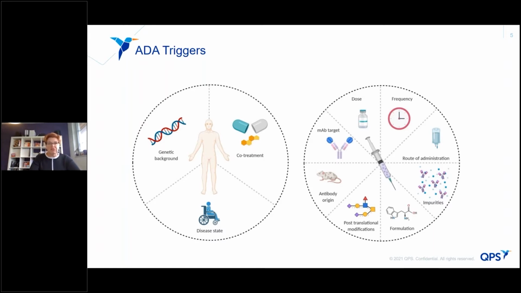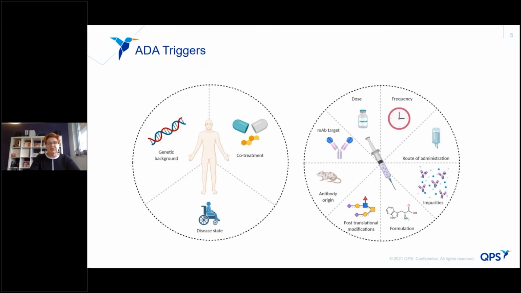Other factors that affect the immunogenicity of the drug are related to the drug itself. It can be the dosing, the frequency, the route of administration. For example, intravenous injection is generally more immunogenic than subcutaneous dosing. And there can also be particular things for the drug itself, so the production process that leads to particular post-translational modifications, the formulation, any impurities that can be in the product, as well as the origin of the molecule.